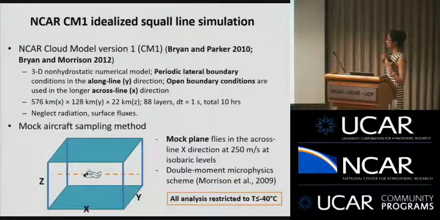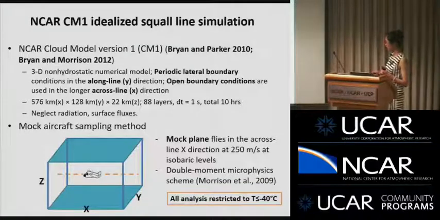So how do I compare a 3-dimensional sampling of the CM1, which is a 3-dimensional non-hydrostatic numeric model, with 1-dimensional aircraft? So George has helped me to put in the mock aircraft in the CM1. We put in a mock aircraft in every isobaric level by 1 hectopascal. We put in about 450 fake aircraft. And all of them will continuously sample inside CM1.